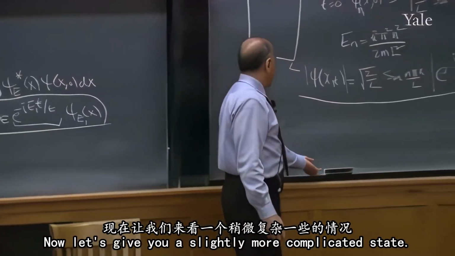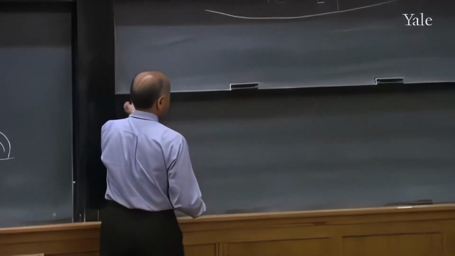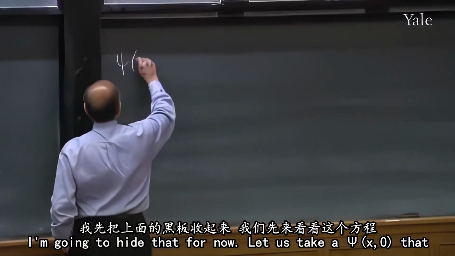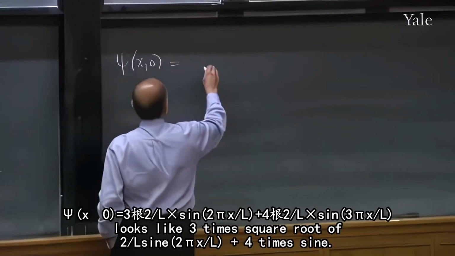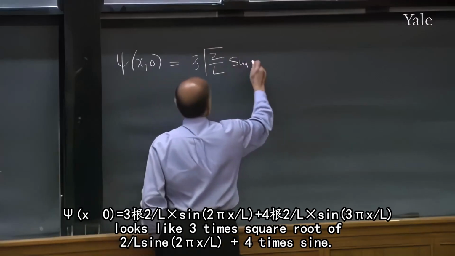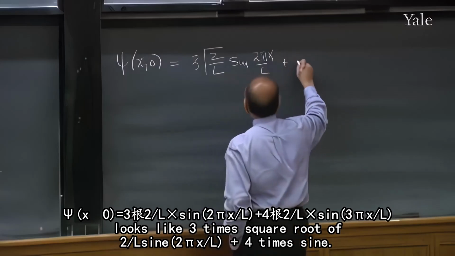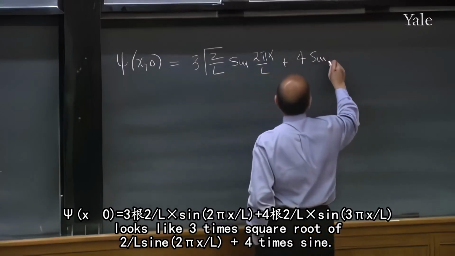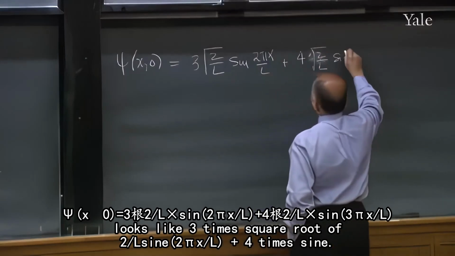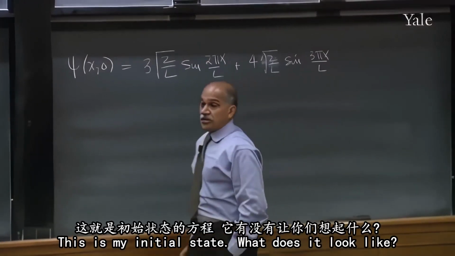Now let's give you a slightly more complicated state. The more complicated state will be, okay, I'm going to hide that for now. Let us take a psi of x in 0 that looks like 3 times square root of 2 over L sine 2 pi x over L plus 4 times sine... this is my initial state.